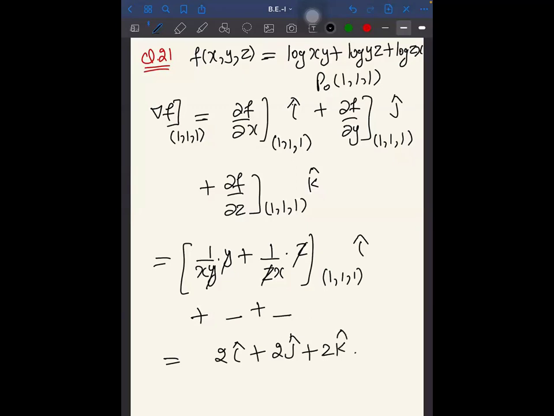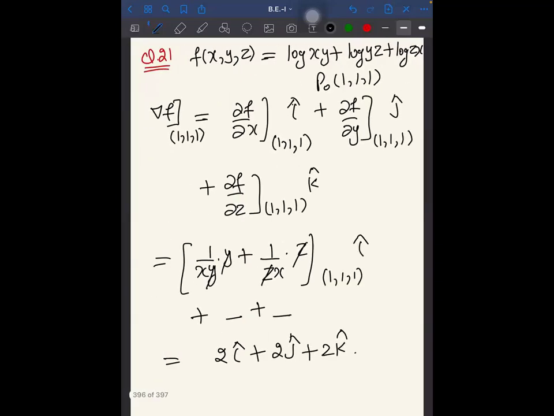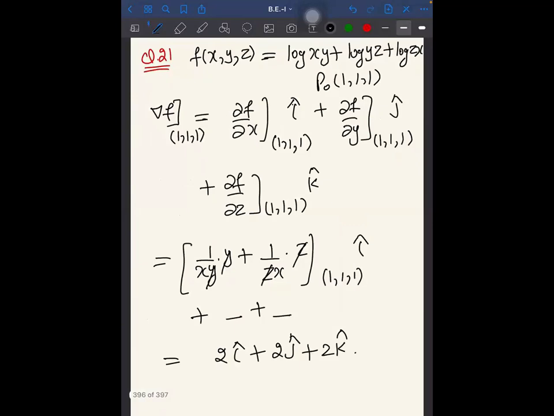So now if you want to find out the amount of the maximum increase and the direction, how are you going to get it? First, the mod of del f at (1, 1, 1). So that would be 4 plus 4 plus 4, so that is 12. So what is that? 2 root 3. Okay. So this is the amount of the change which you can get. And what is the direction? Divide del f by 2 root 3.